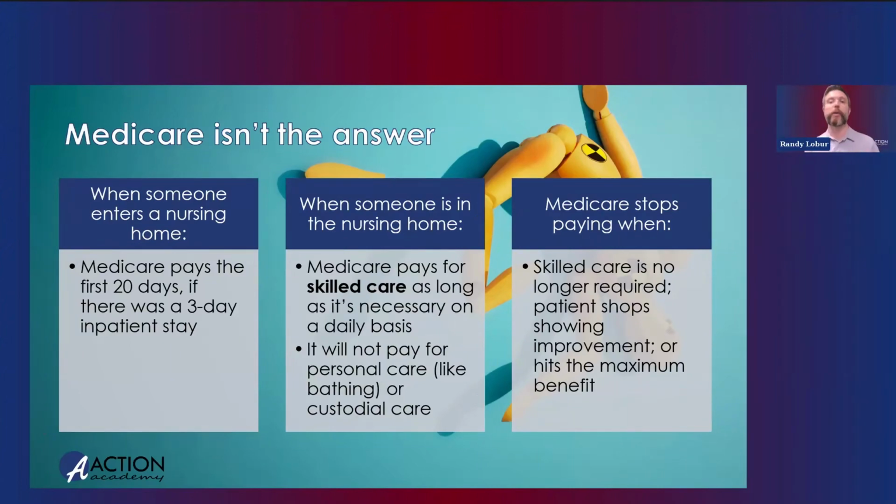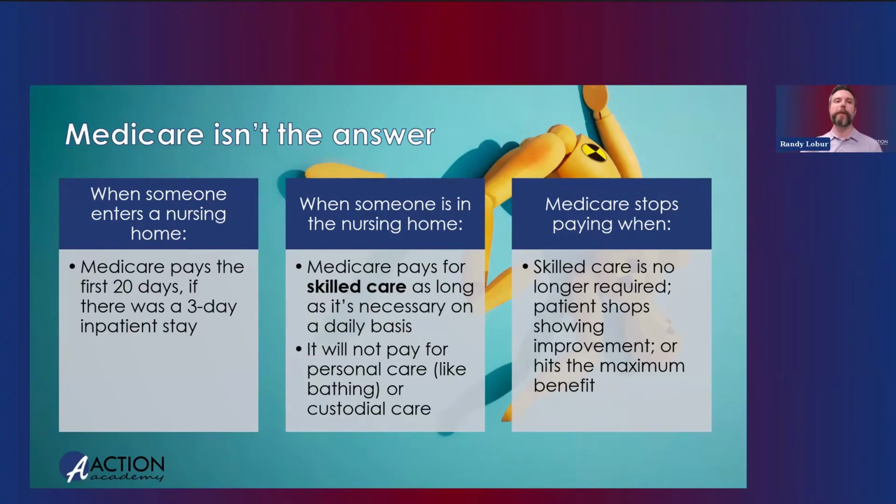When someone's in a nursing home, Medicare is only paying for the skilled care as long as it's necessary on a daily basis. It doesn't pay for personal care, so it doesn't pay for the aides to come in and help someone with bathing or other activities of daily living. It's looking only at the skilled care, the doctors and nurses that will attend to that person while they are in the nursing home.